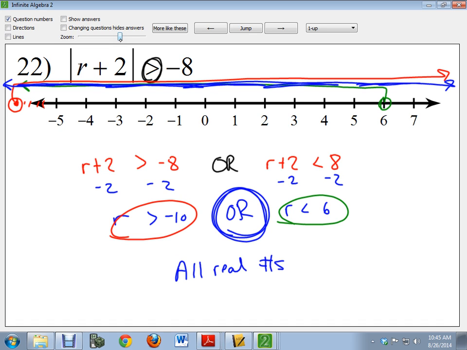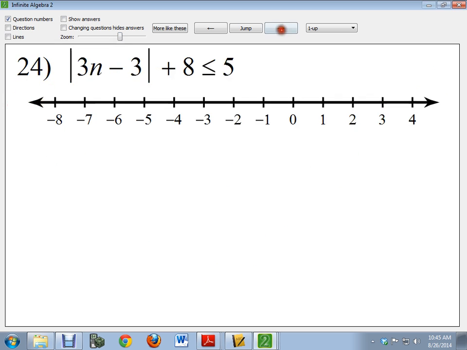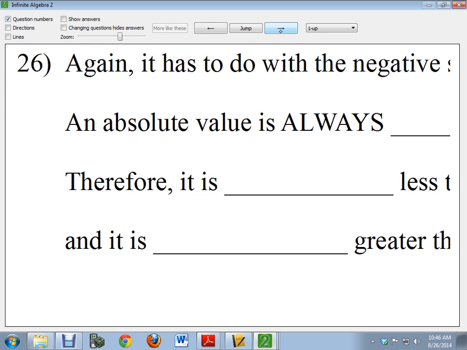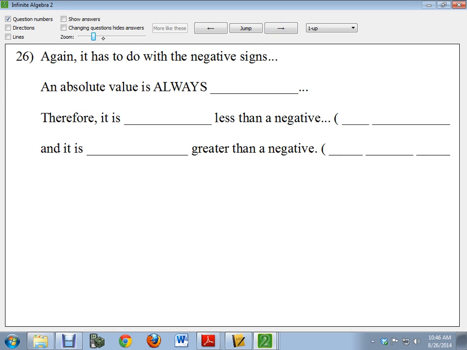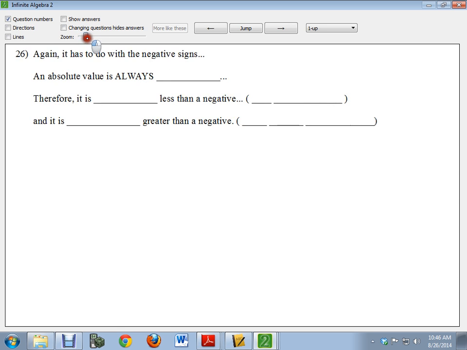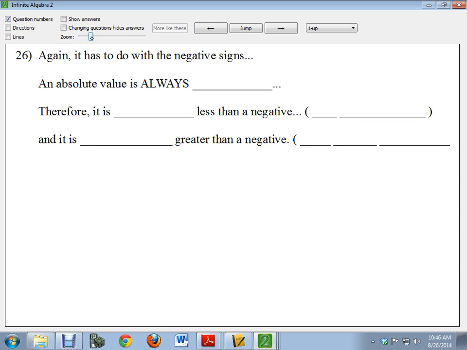This is a special case absolute value inequality. And there are two options for that. So let's go ahead and jump up to the notes on number 26 about absolute value inequalities. And the special cases, again, happen whenever we have negative signs. An absolute value, again, is always positive. All right, well, this is not technically true. It's at least always non-negative. It could be 0. It is always positive for the most part.